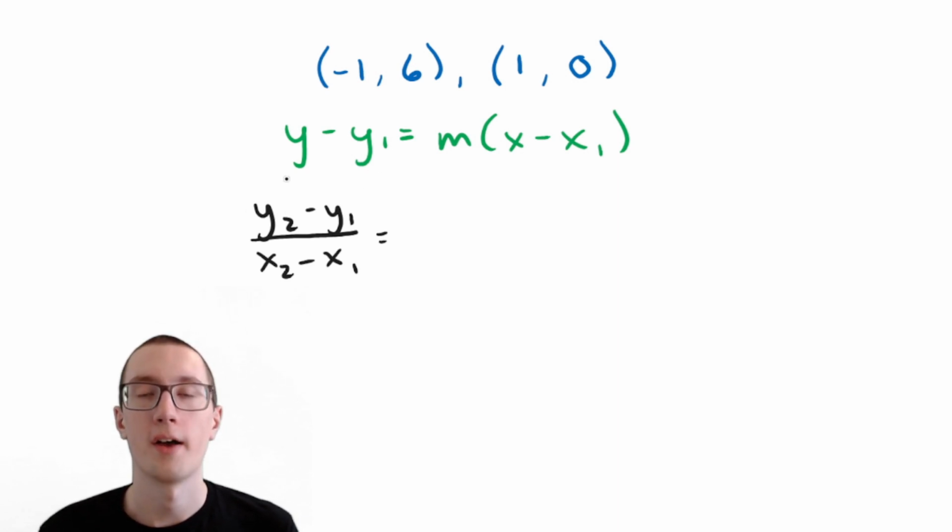So y2 is the y of the second point. Here's the second point. The y is 0. y1 is the y of the first point. Here's the first point, and the y is 6. x2, the x of the second point.